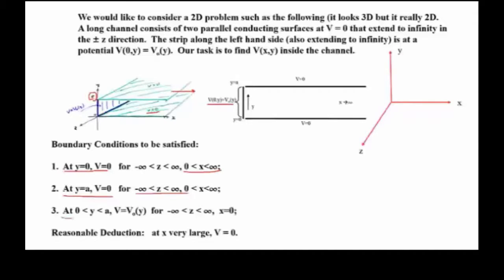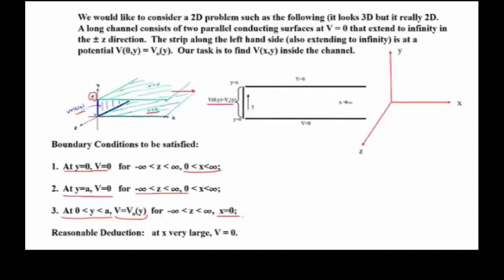This says that if we're between y equals 0 and y equals a, then the potential is equal to this function, which is a function of y only. So we're at x equals 0, and we're going up here in the y direction. This is the function that has to be satisfied here. This is a boundary condition. That's an important thing to remember. And here's the statement here, x equals 0.